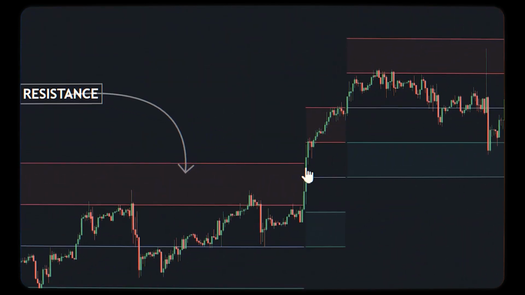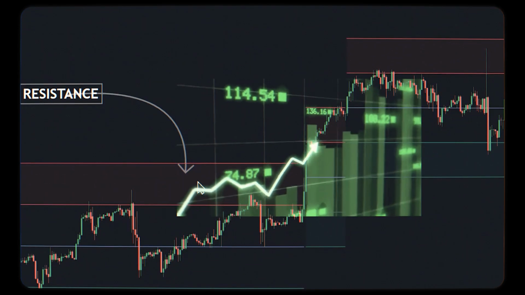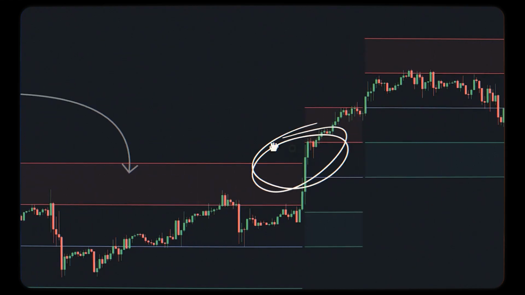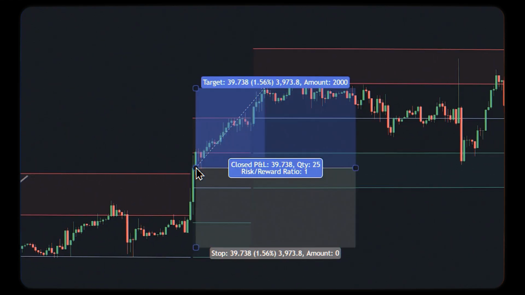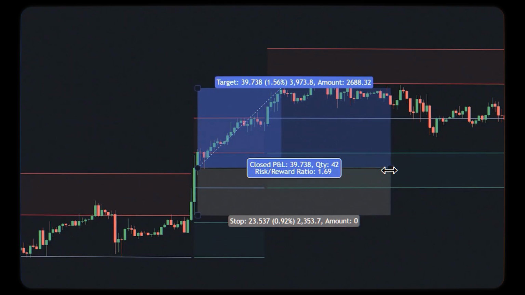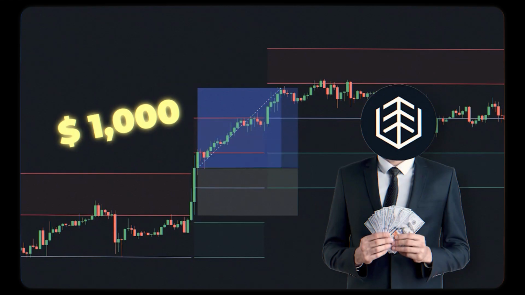So what happens when the price breaks and closes above a resistance level? Well, the price goes up, and that is exactly what happened here. If we were to take a long position when the price broke and closed above this resistance level, we can see that that trade would have been profitable.